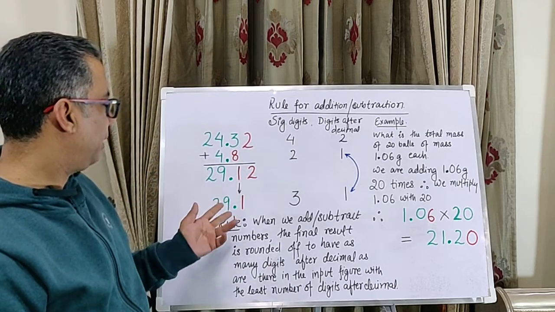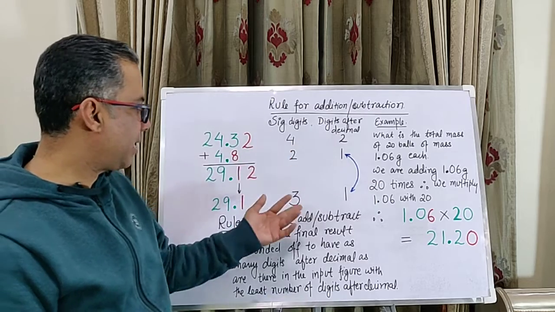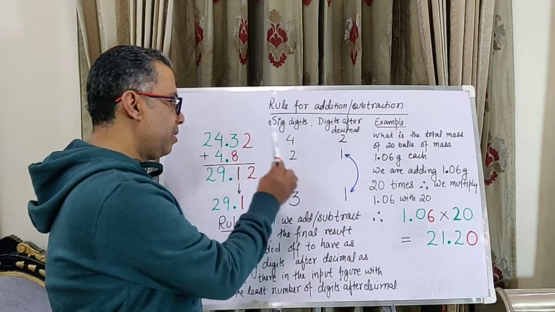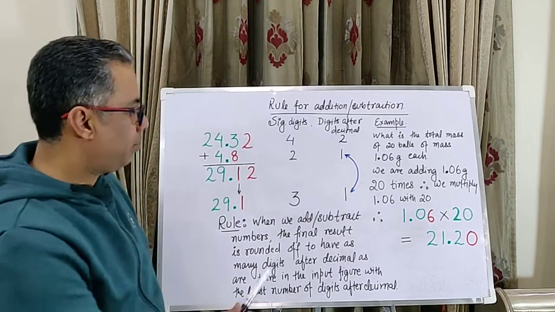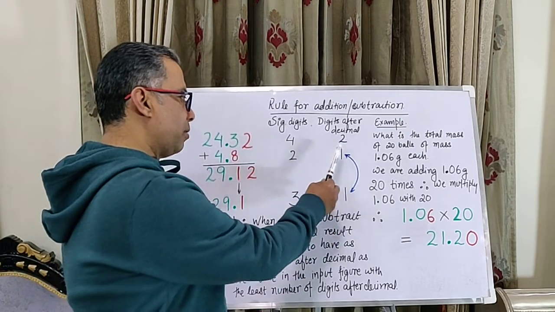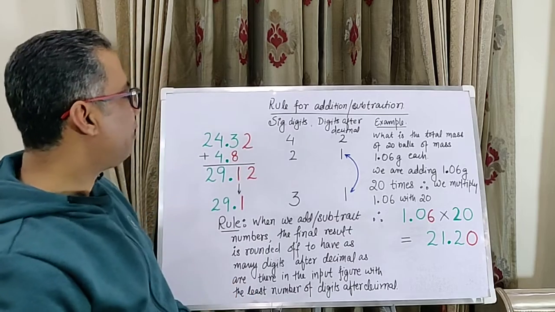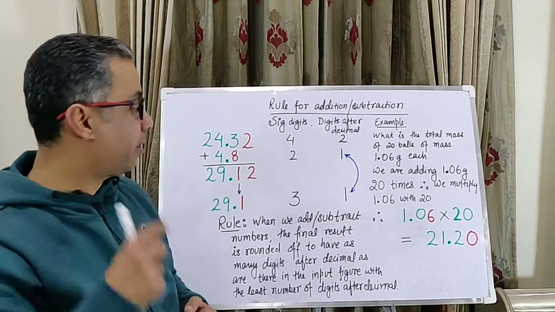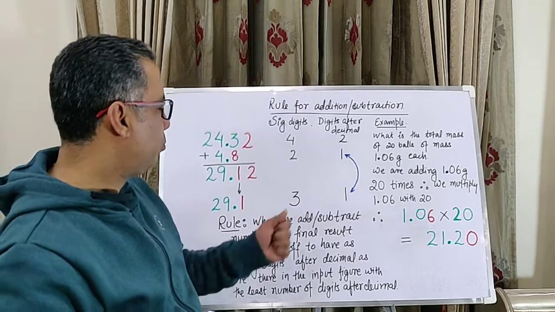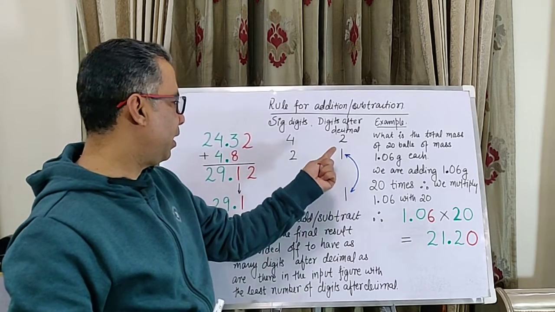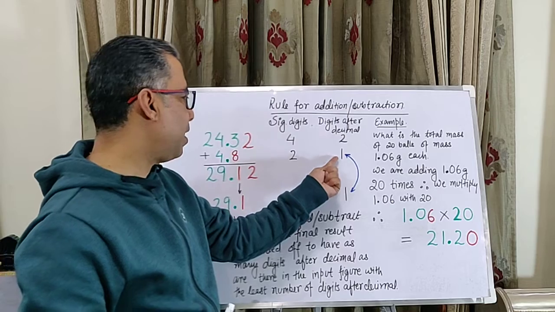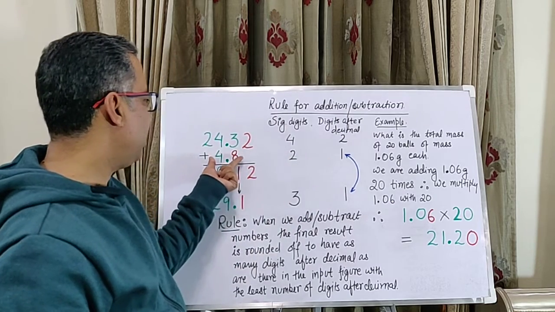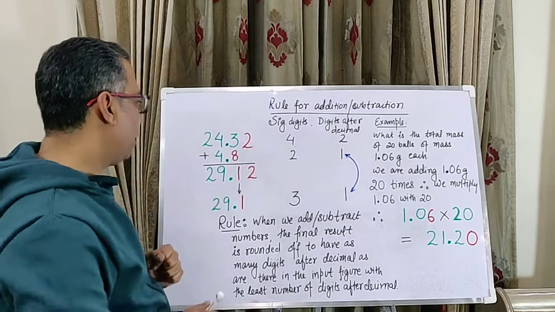Now let's see where the correspondence is happening. This 3 does not correspond with either 4 or 2, but this 1 does correspond with this, and therefore the final answer has effectively been rounded off to 1 digit after decimal, and that is the same as the number of digits after decimal in this figure.